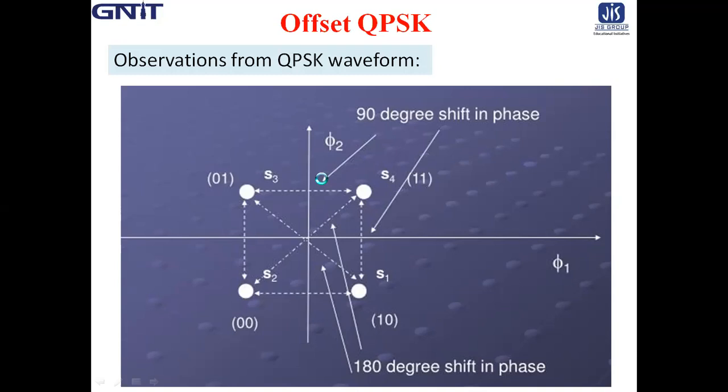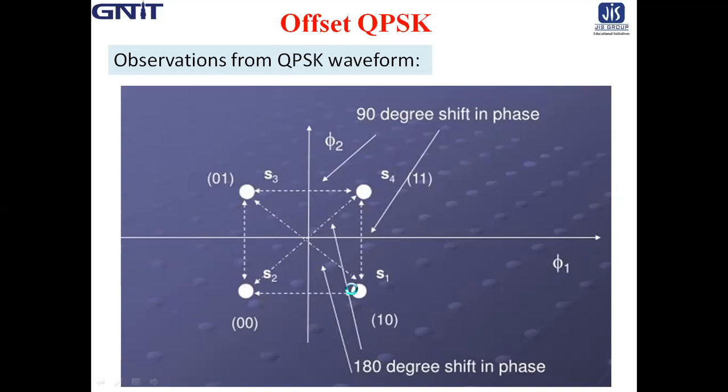When the input binary sequence switches from dibit 0, 1 to 1, 0, then there is a phase shift of plus or minus 180 degrees.